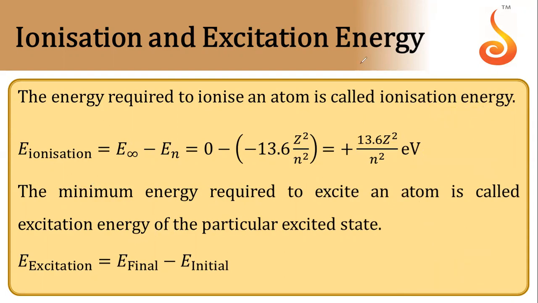Next is excitation energy. Excitation energy means, let's say the electron is in some orbit n1 and it has to be excited to the n2 orbit. For that, this is your final orbit, this is your initial orbit. So how much energy has to be provided? That is the difference between these two energies. And always remember, ionization energy value will be positive, and excitation energy value will also always be positive.